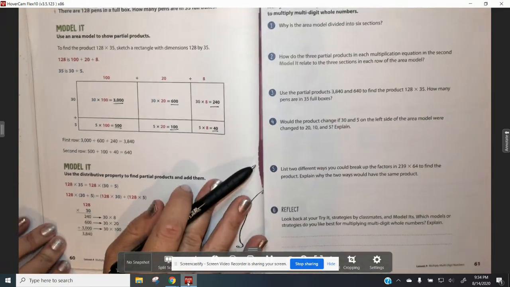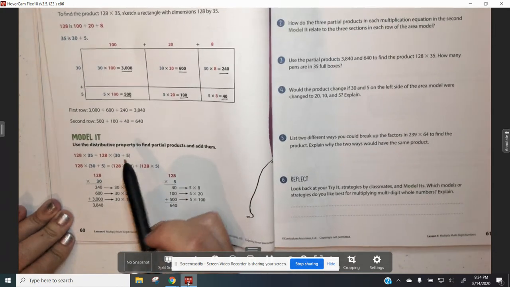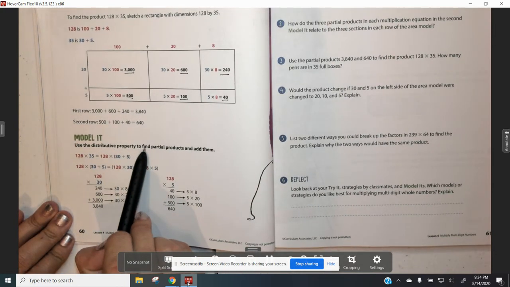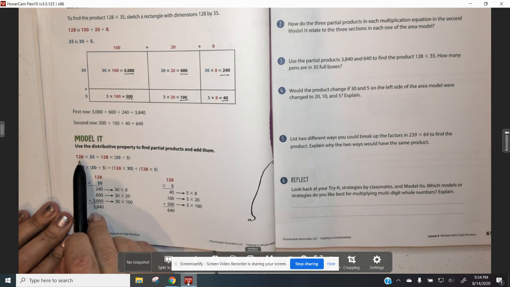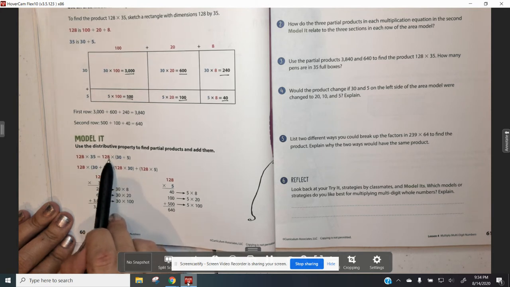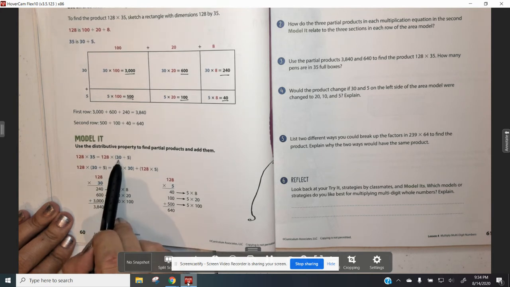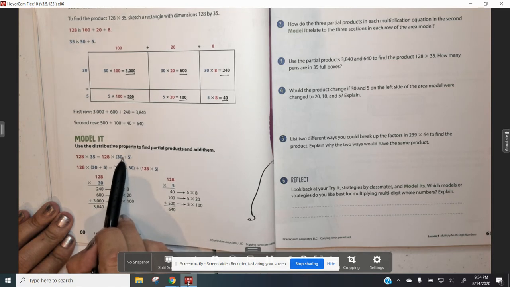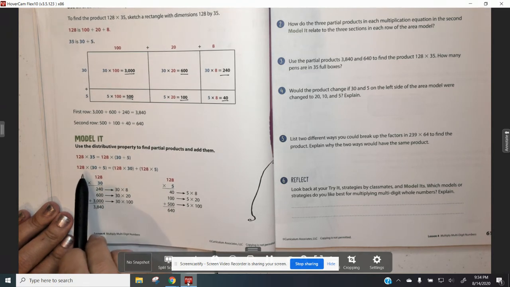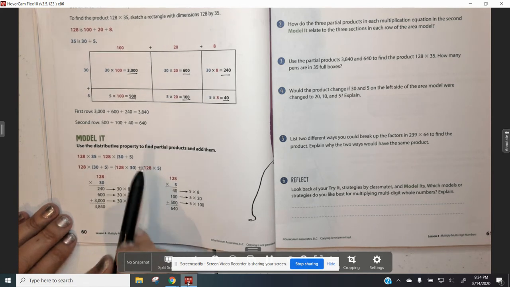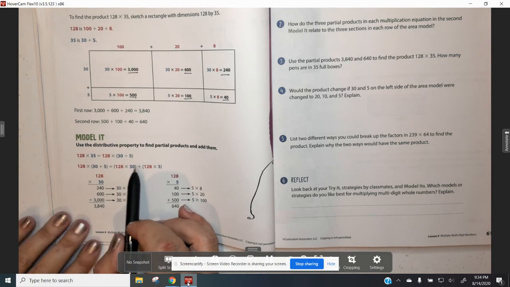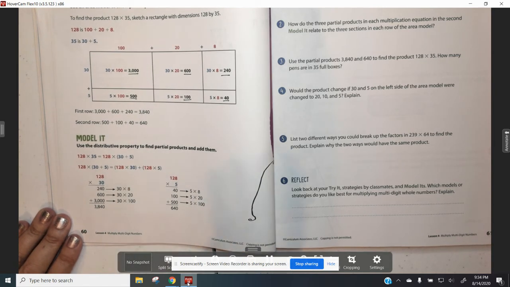Now, the second modelet talks about using the distributive property to find partial products and add them. So what they do here is they think that 128 times 35 is the same as 128 times the expanded form 30 plus 5. So you could also write that as 128 times 30 plus 128 times 5, because it's giving you the same idea.